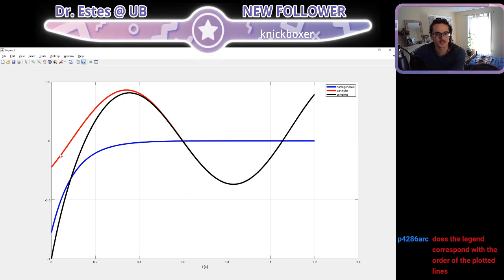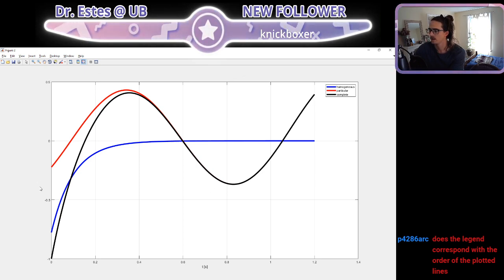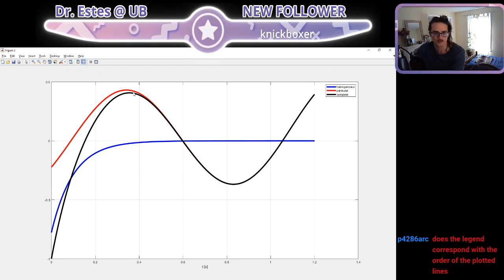Our particular solution looks like this. It's kind of sinusoidal, but it has this t squared thing going on too. Now, what I wanted to show you is that you see that the complete solution, the black line, converges towards the particular solution.